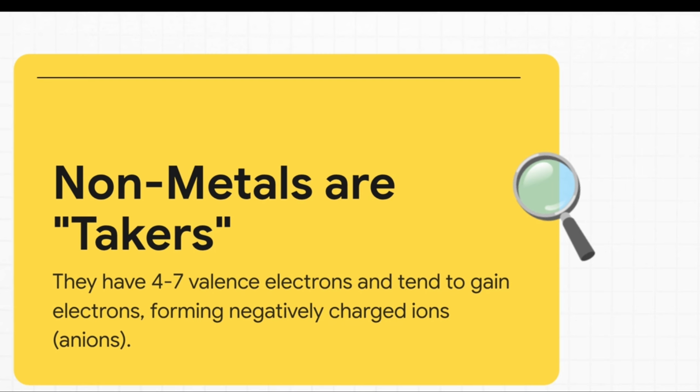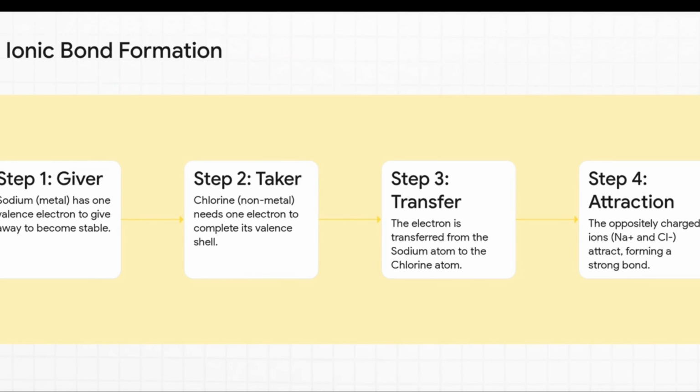And when they gain those electrons, they get a negative charge, becoming an anion. So what happens when a giver meets a taker? Well, you get an ionic bond, which is the foundation for tons of different compounds.